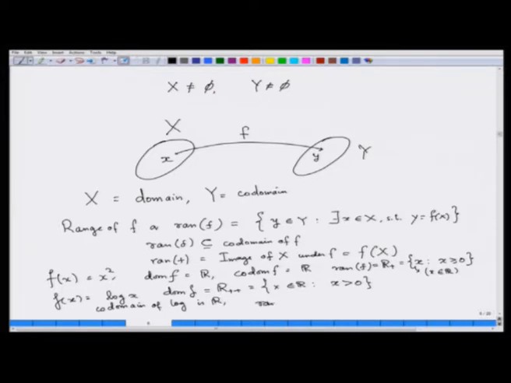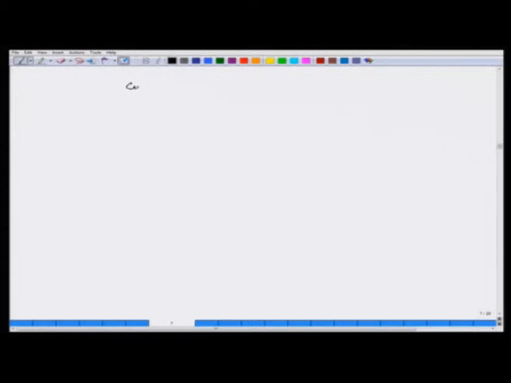So, what is the range of the log function? The range of the log function is also R. So, codomain has now become equal to the range. When codomain of f becomes equal to the range of f, we say that the function is onto or surjective.